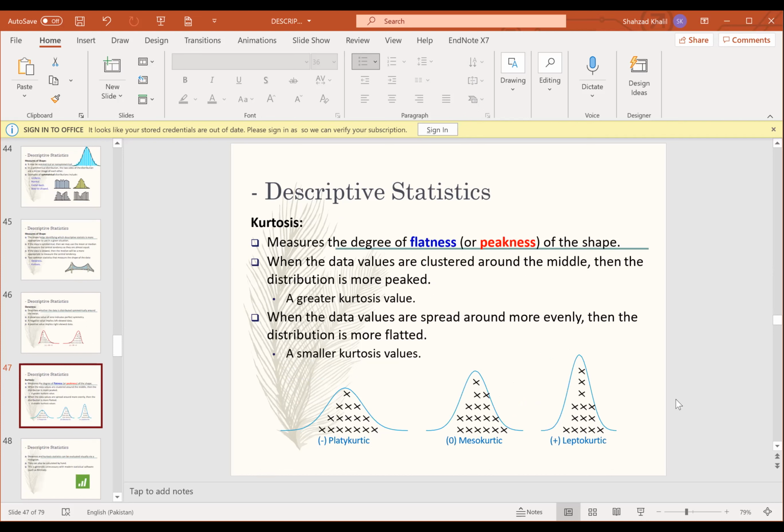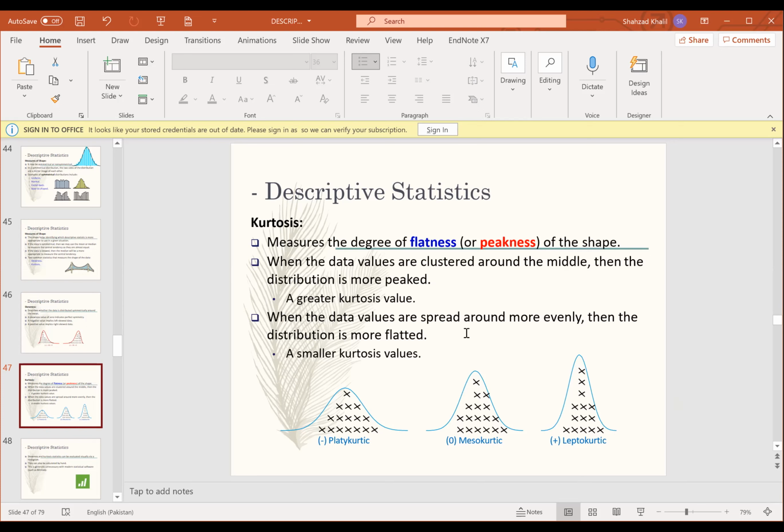Kurtosis measures the degree of flatness or peakness of the shape. When the data values are clustered around the middle, then the distribution is more peaked, with a greater kurtosis value. As you can see here, this sort of graph is called leptokurtic, because the distribution has more peak.